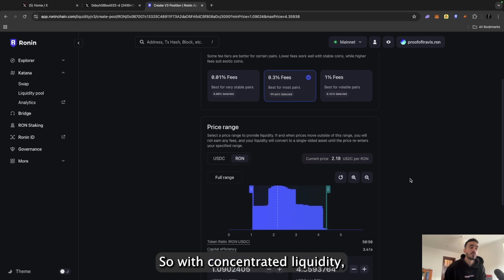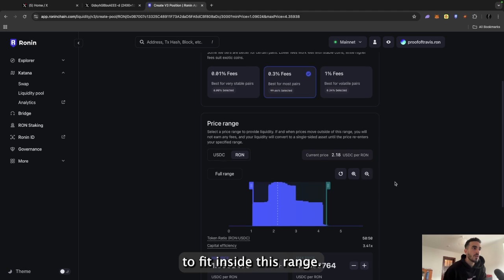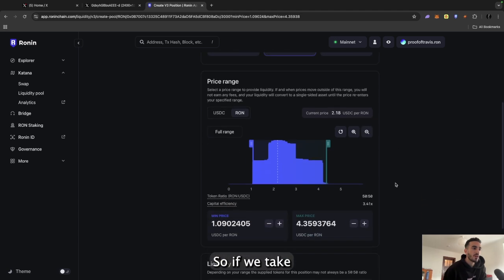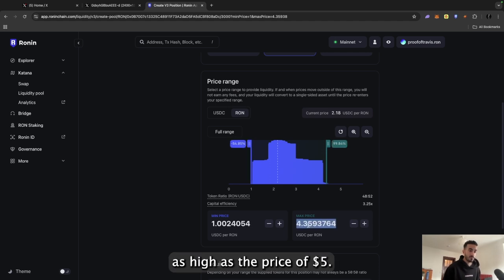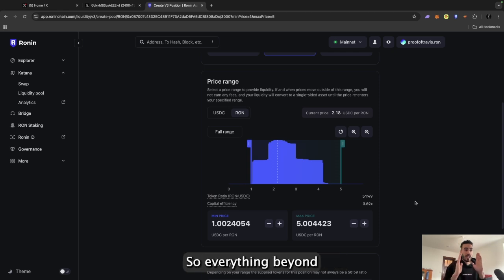So with concentrated liquidity, you can choose the range you want and you can force all the capital to fit inside this range. So if we take right now, let's say RON can go as low as the price of $1, as high as the price of $5. That can be my decided range. So everything beyond that gets shoved in, or under that gets shoved in. Both sides get shoved in, and all my capital is concentrated in this one range.